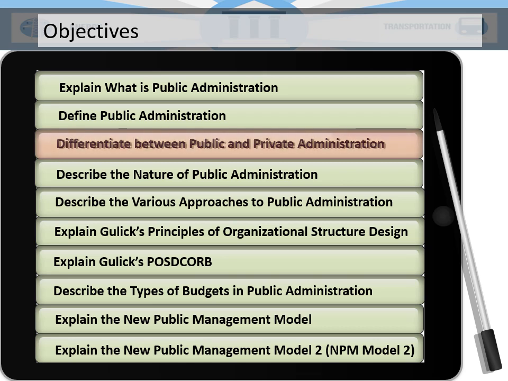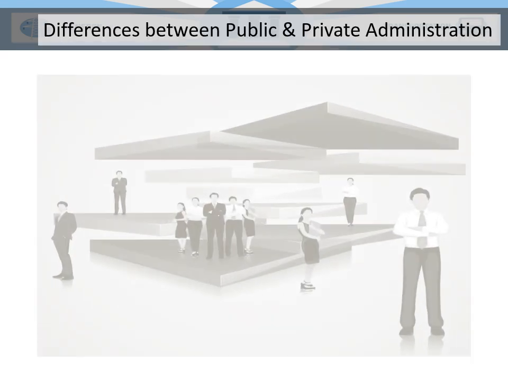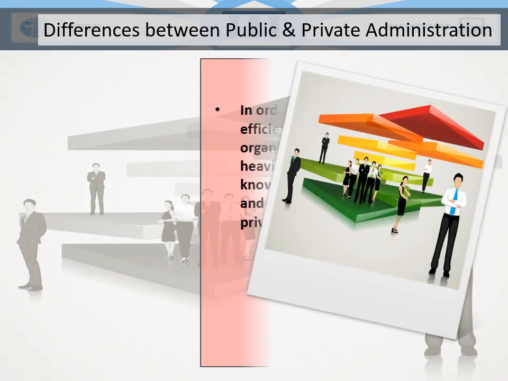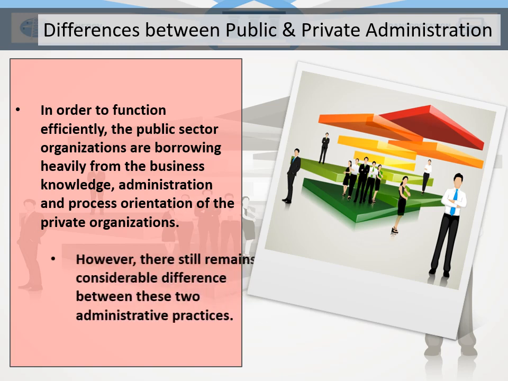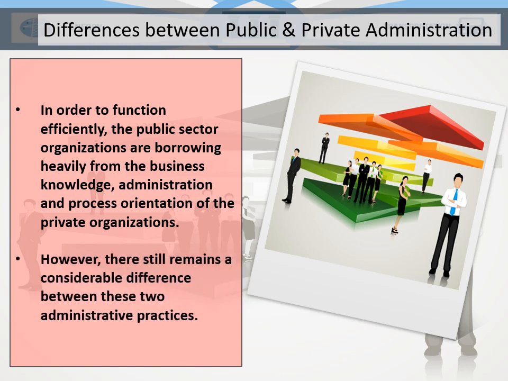Next, let's take a look at how to differentiate between public and private administration. Here are the differences between public and private administration. In order to function efficiently, the public sector organizations are borrowing heavily from the business knowledge, administration and process orientation of the private organizations. However, there still remains a considerable difference between these two administrative practices.